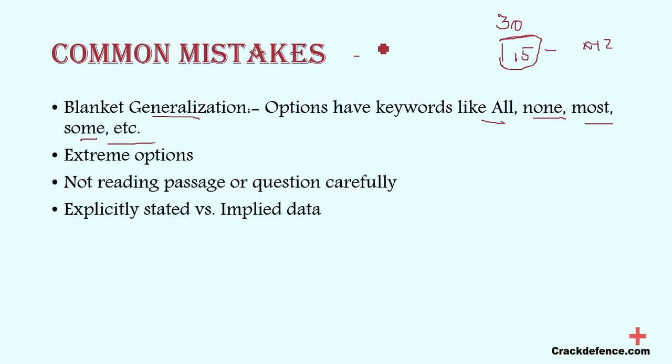So they are talking about how many students are performing XYZ activity. They may mention all, none, most, some, half. So over here you have to choose the option half, because 15 is half of 30. So you don't have to choose most, none or some. People tend to make a mistake over here. They will choose the option some or most, but this is wrong. You have to be attentive while solving the questions which have blanket generalization.